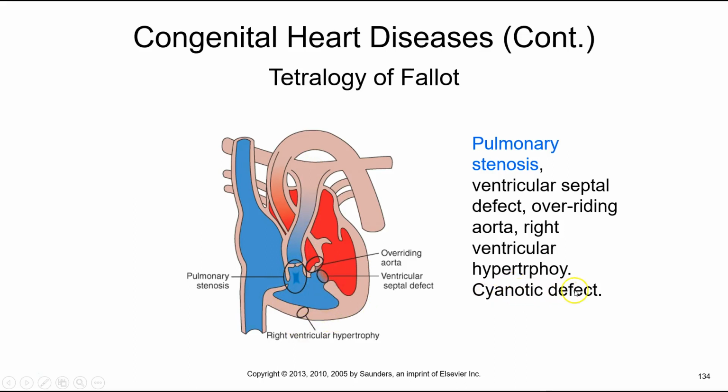This is a cyanotic defect. We've finally managed to get enough wrong that the blood flow being pushed forward is inadequately oxygenated, and there's an inadequate quantity being pushed forward from the heart.